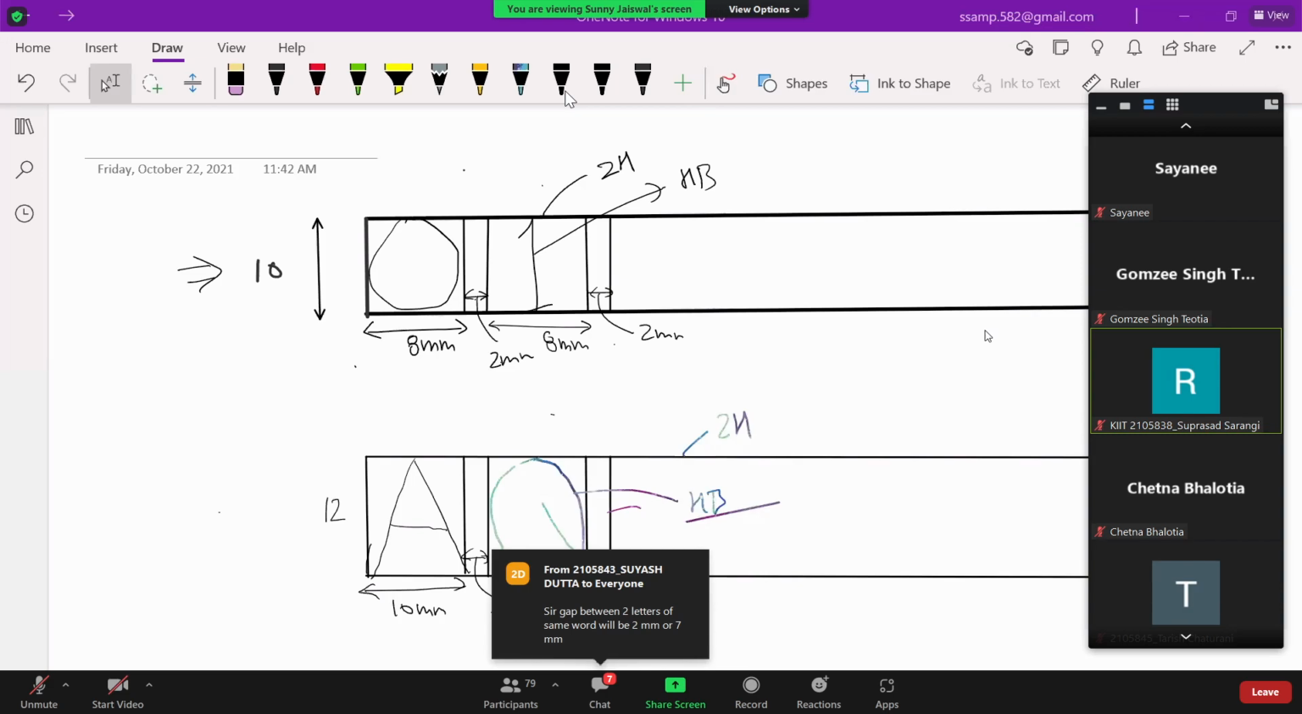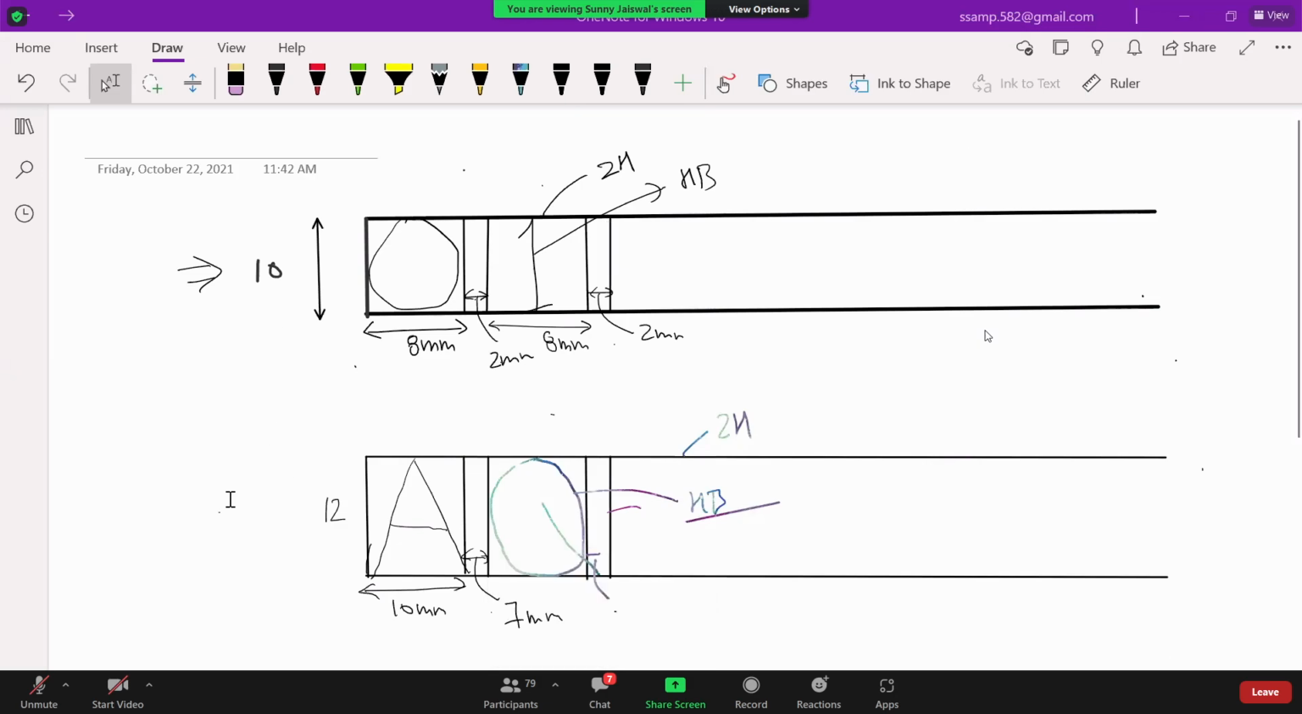Can we take any desired distance between the letters, or only 7 mm and 8 mm? Yeah, you can take 6 mm, no problem. 5, 6, 7, but you can take up to 6, 7 is okay. I told you, spacing between two letters should be 1 by 5 of the height. So 1 by 5 of 12 is what? 2.5, no? So here you can take 2.5 or 3. That is the main reason I have told you.